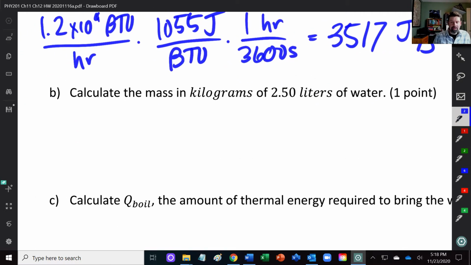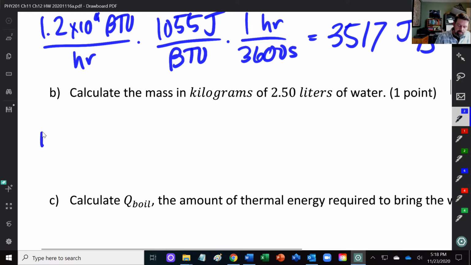This should be old hat, right? This should be automatic for you guys. Calculate the mass in kilograms of 2.5 liters of water. I can tell you right now it's 2.5 kilograms. That's the way it works. But let's go ahead and do it.